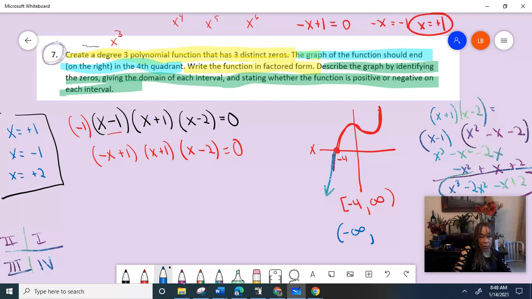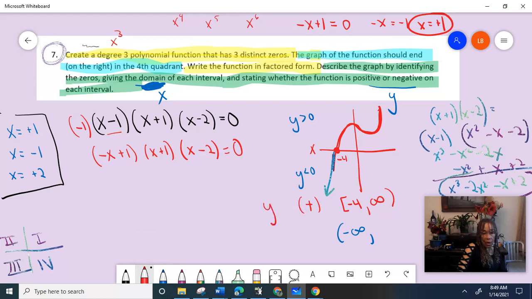until, and you're going to explain it on the domain, which means the x values. That just says use your x values to talk about it. And whether or not it's positive or negative is your y values. You know, is it above the x-axis? When y is greater than 0, it's above the x-axis. When y is less than 0, it's below the x-axis. That's positive, that's negative. So in the domain is your x's. So this thing is positive, or y greater than 0 from here to here.